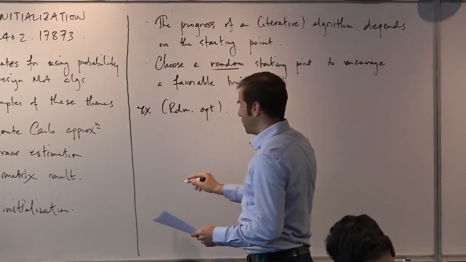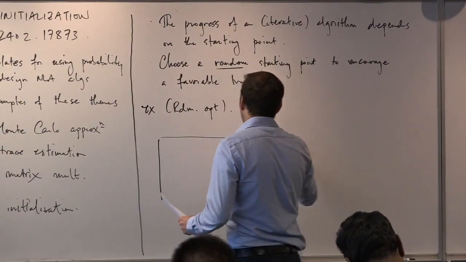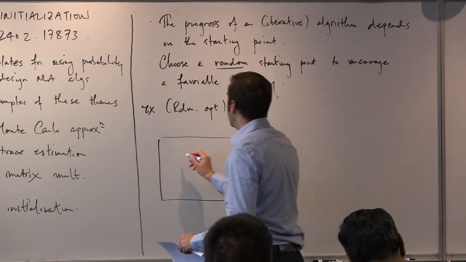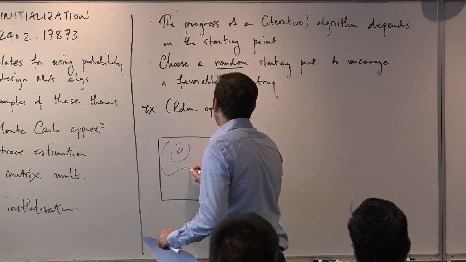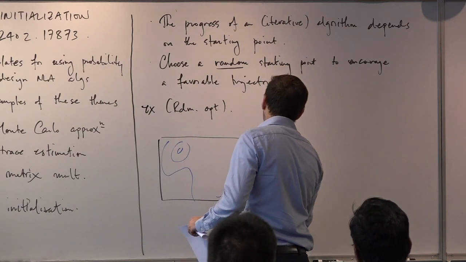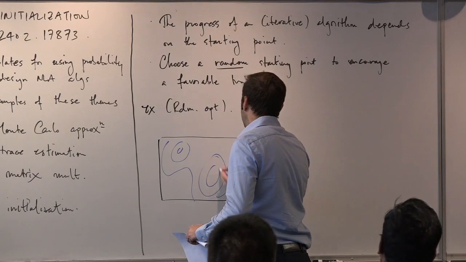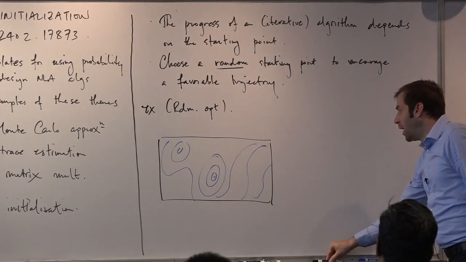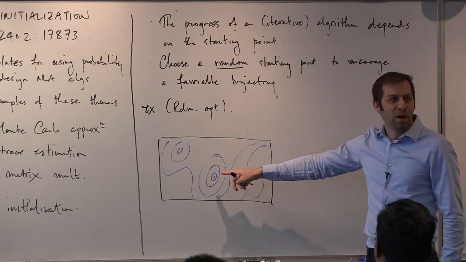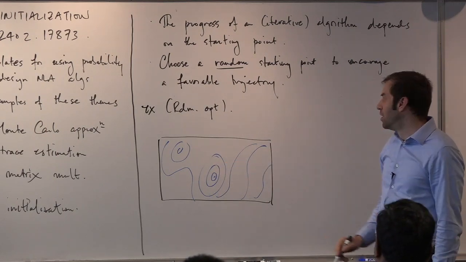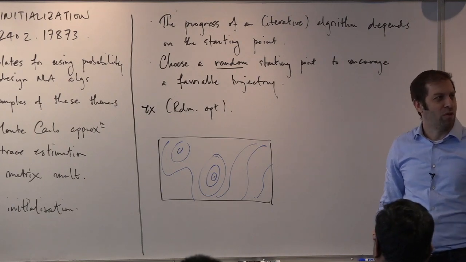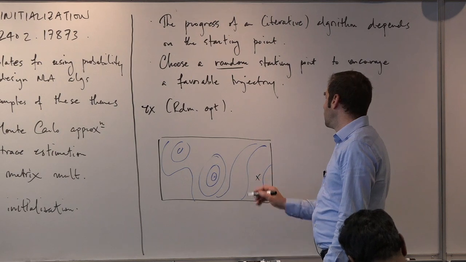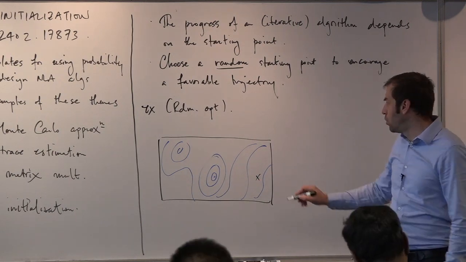So here's what random optimization looks like in 2 dimensions. We've got a landscape of some objective function, which has isocontours and maybe looks something like this. And your goal is to find a minimizer of this function. It's a complicated function. It's got a complicated landscape. We don't know what to do. So maybe we'll start by dropping a random point here and doing a local search.